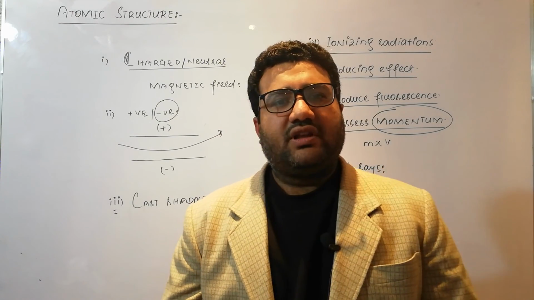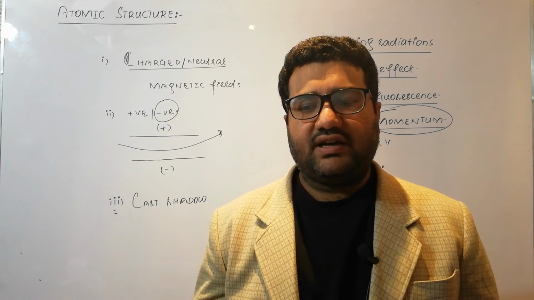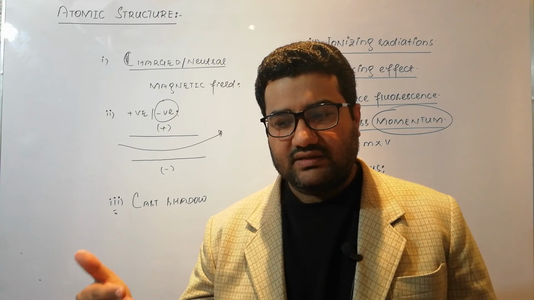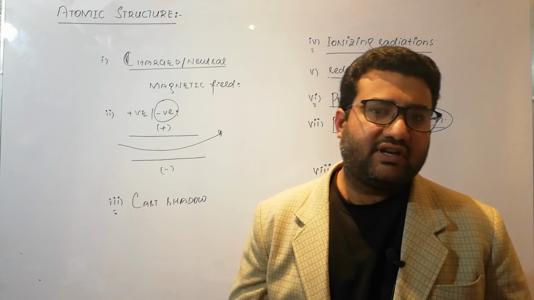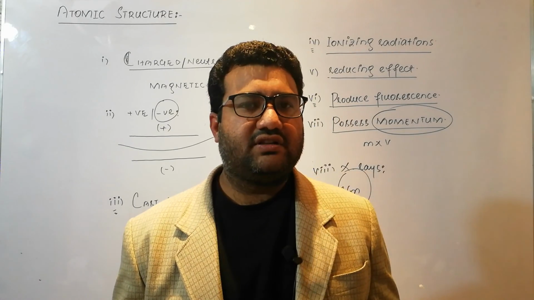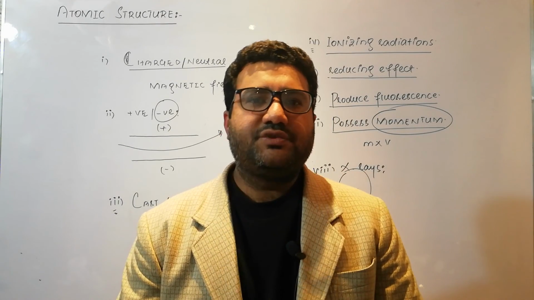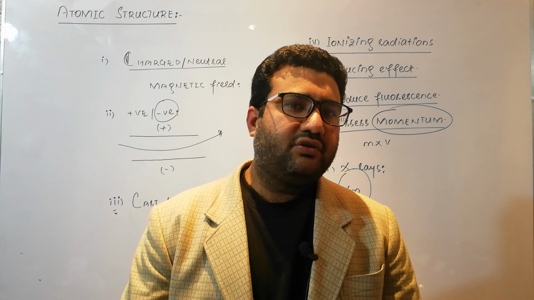This was all about the discovery of cathode rays and how it was observed that cathode rays are not pure radiation, but they consist of electrons, and electrons were also discovered. I hope that the concept is quite clear to you people.